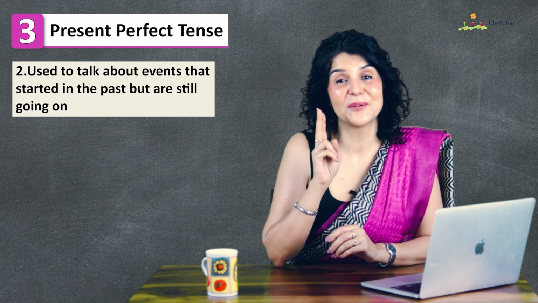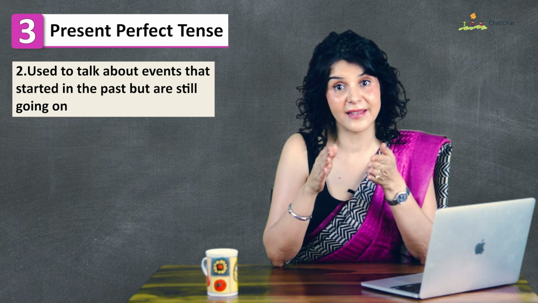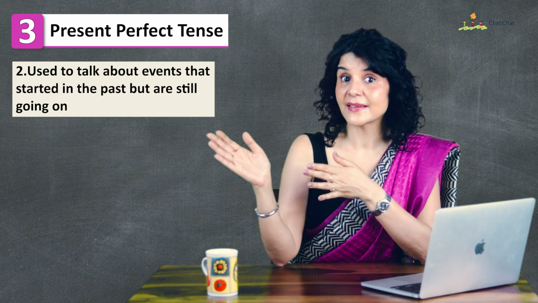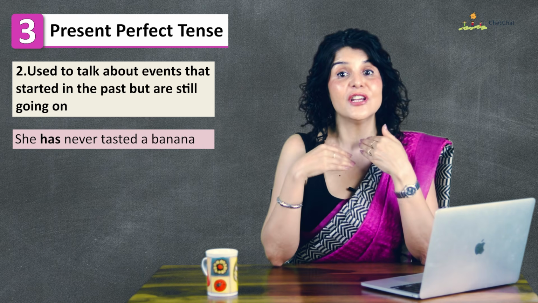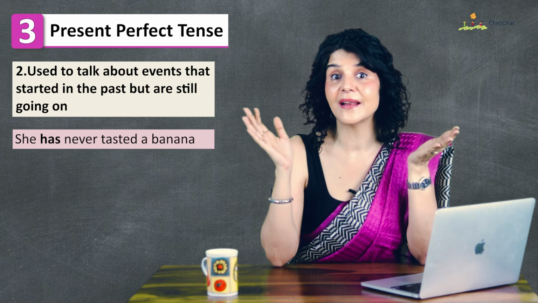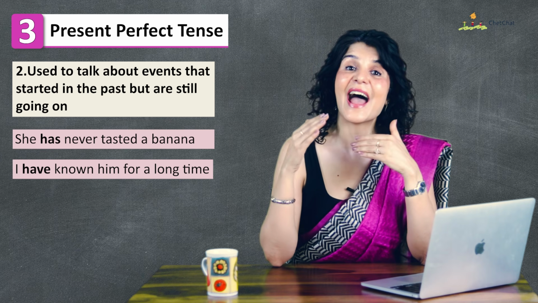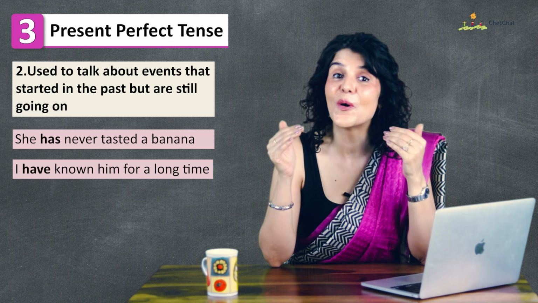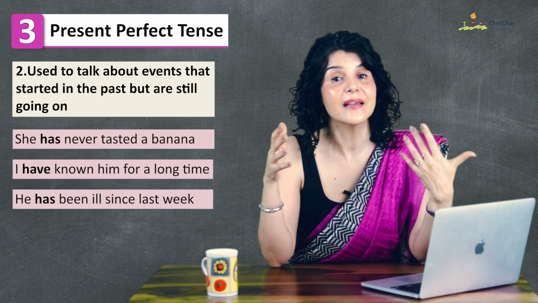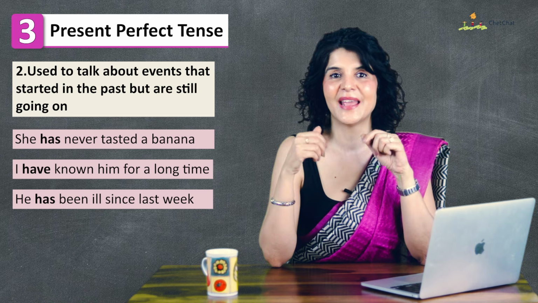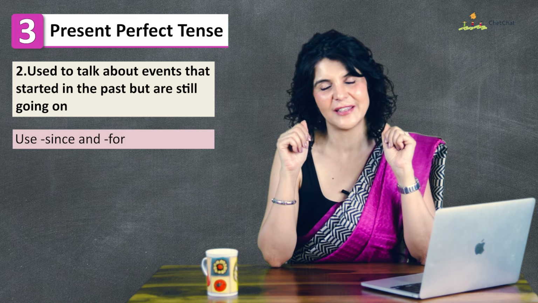Use number 2 of the present perfect tense is that it's used to talk about events that started in the past and are still going on. Example, she has never tasted a banana till now. Oh my God, really? I have known him for a long time. He has been ill since last week and he's still unwell. Many times we use since and for in such phrases.